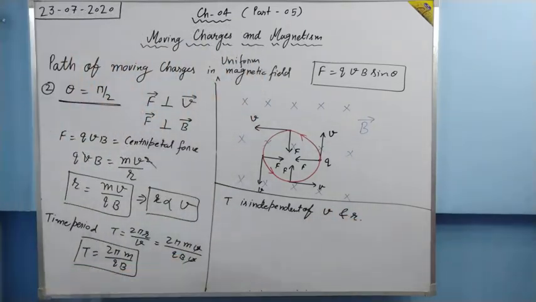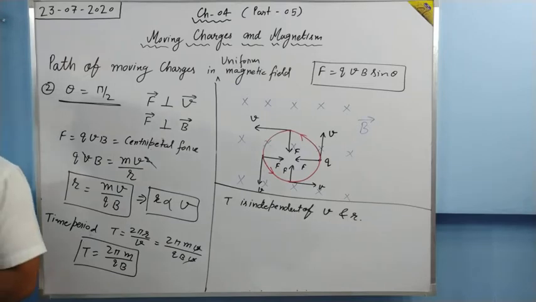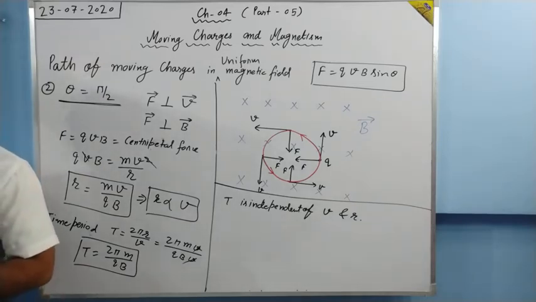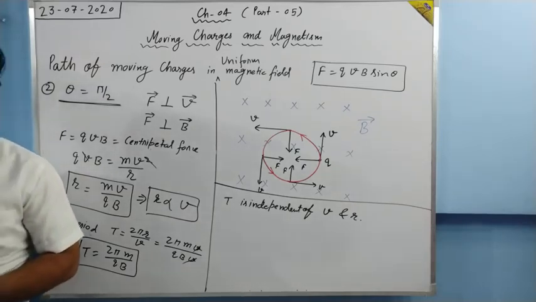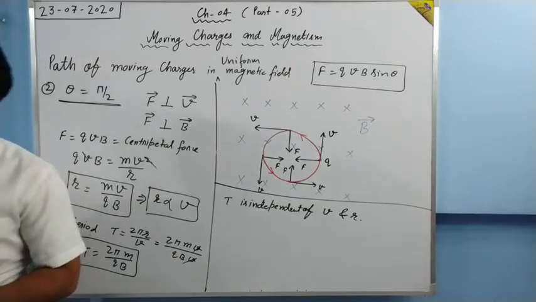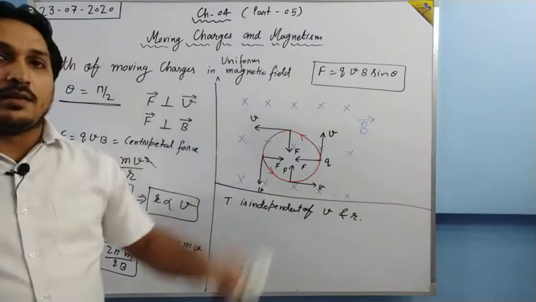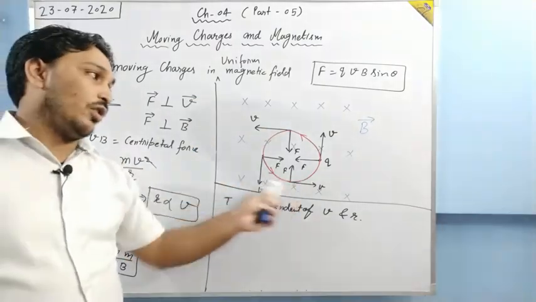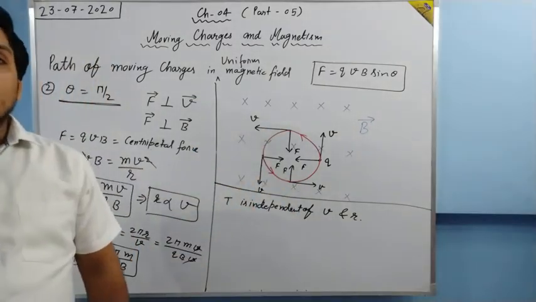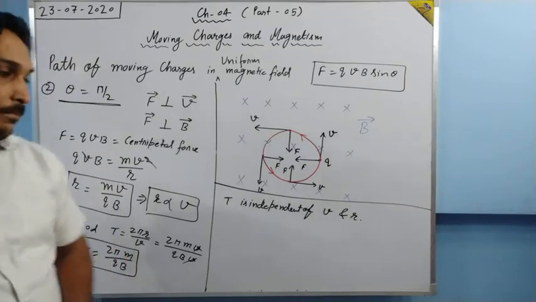And what does it mean? Whether the charge is describing a larger circle or a smaller circle, its time period is independent of its velocity and its radius. It simply means that the time taken to complete a circle of larger radius and the time taken to complete a circle of smaller radius will be the same. This is what the definition of time period is.